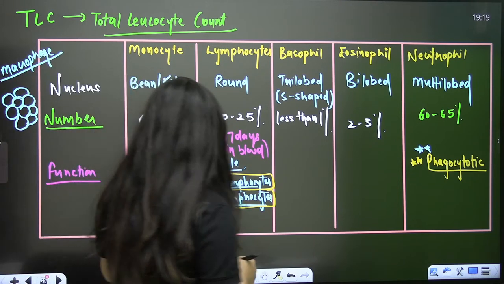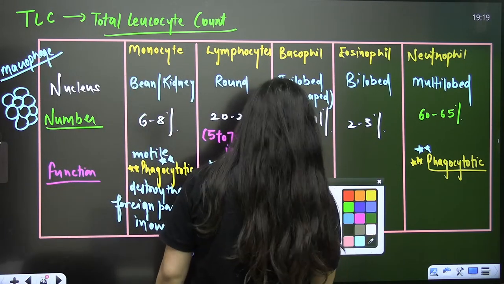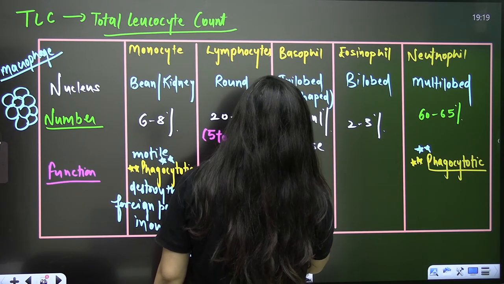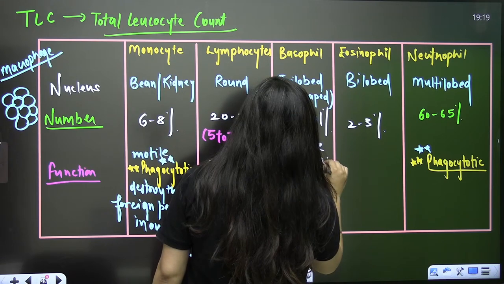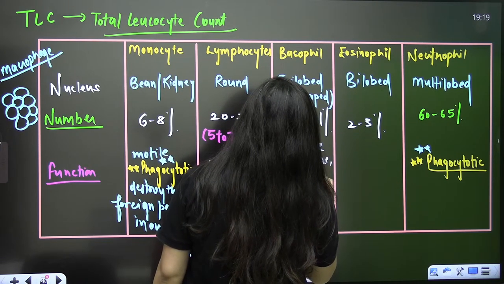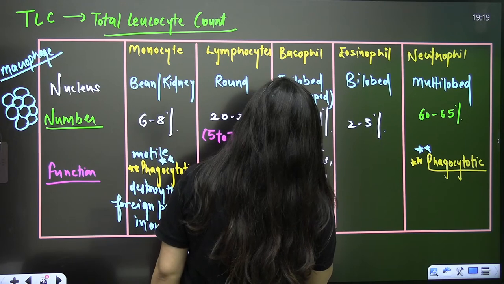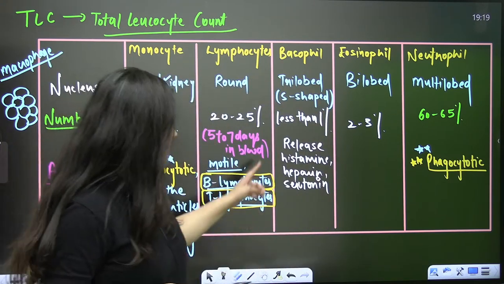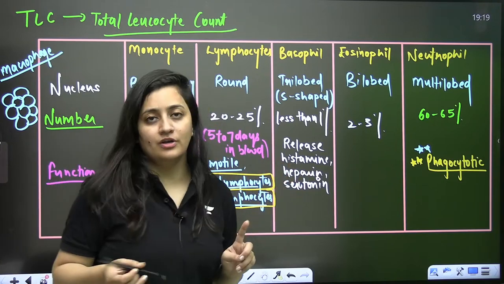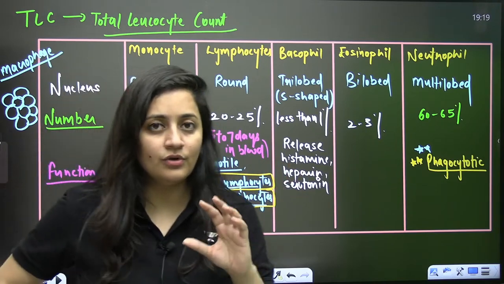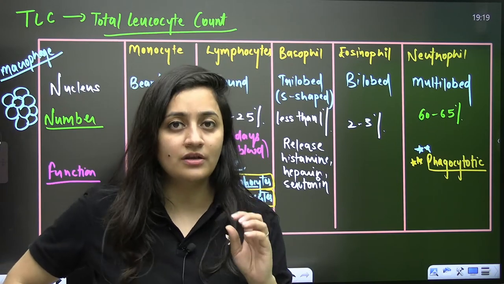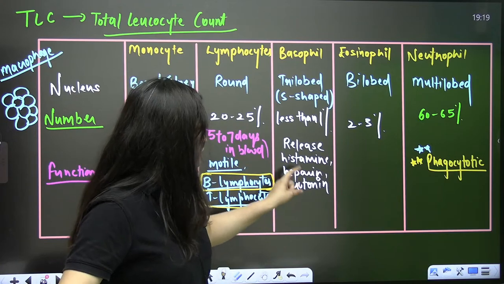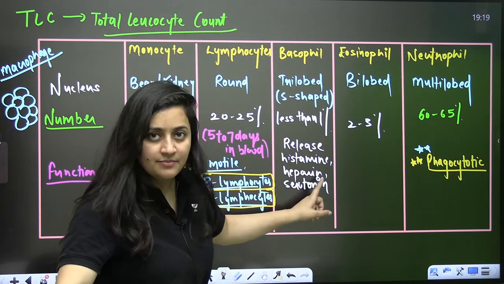When you talk about the basophil, bache, they release histamine. It releases heparin and serotonin. These are the chemicals released by the basophil: histamine, heparin, serotonin. Although you know it is a neurotransmitter, serotonin is a vasoconstrictor, right? So basophils can release histamine.